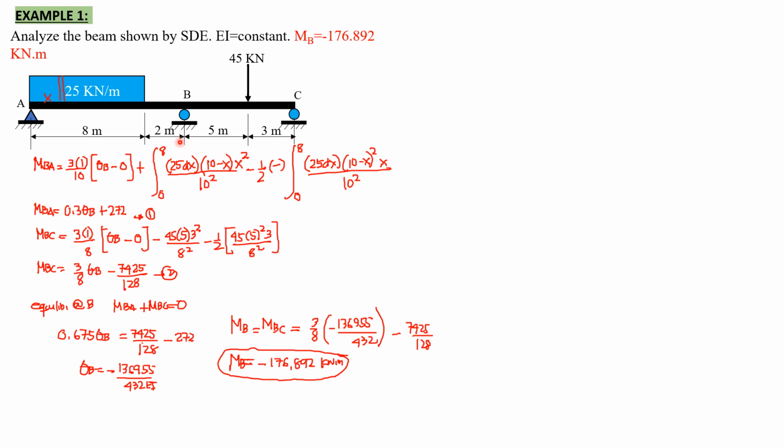Then the moment at B, which is M_BC, substitute in the formula for BC: 3/8 of theta B, so 3/8 of 3 times EI supposedly, so cancel EI. So 3/8 of negative 138,955 over 432 minus 7425 over 128. So the answer is in fact negative 176.892 kilonewton meter.